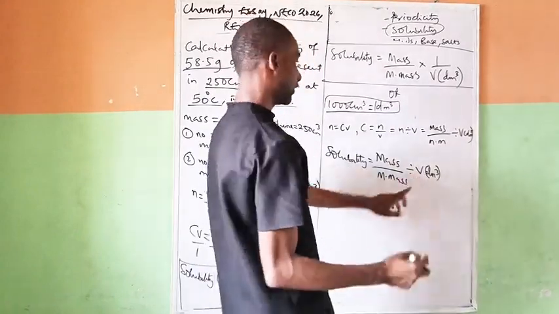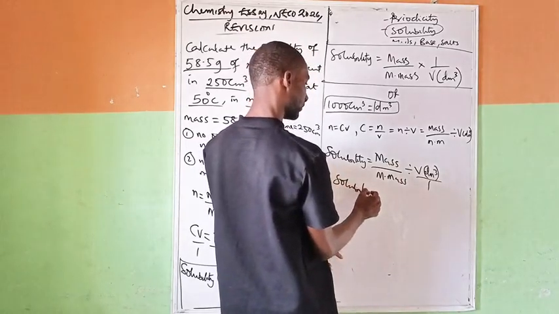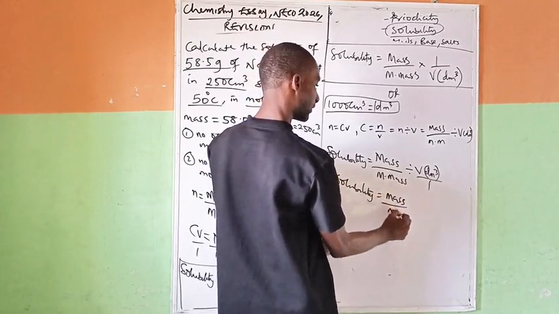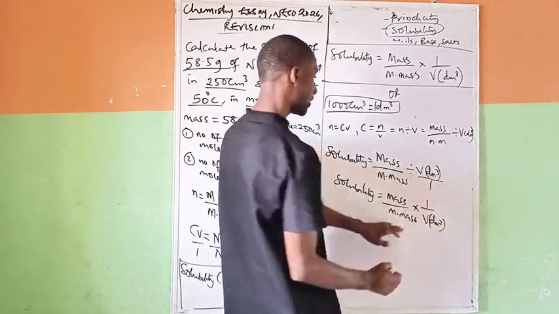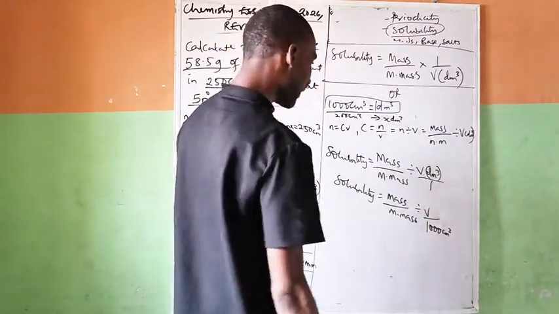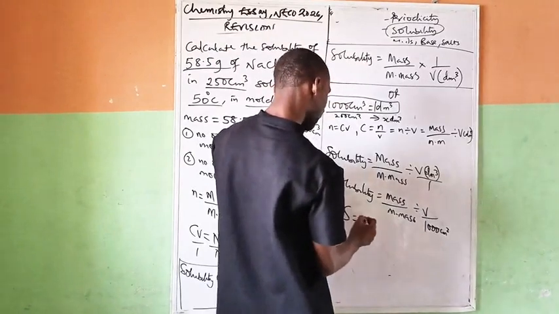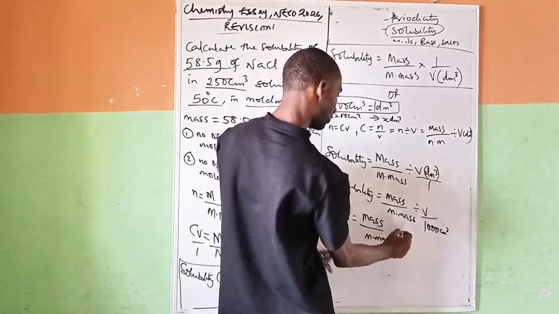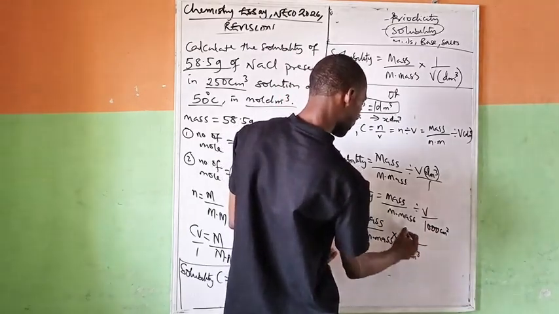Now this division, if I change this to multiplication, my solubility will be equal to mass over molar mass times 1 over V in dm cube. So that's how they got this. But because I want to now change this division to times, my solubility will now be mass over molar mass times 1000 over V in centimeter cube.